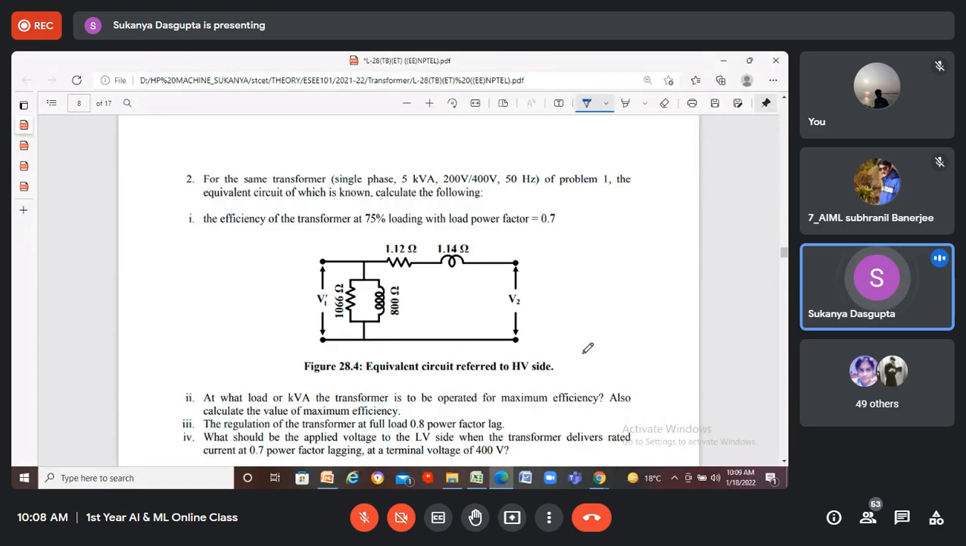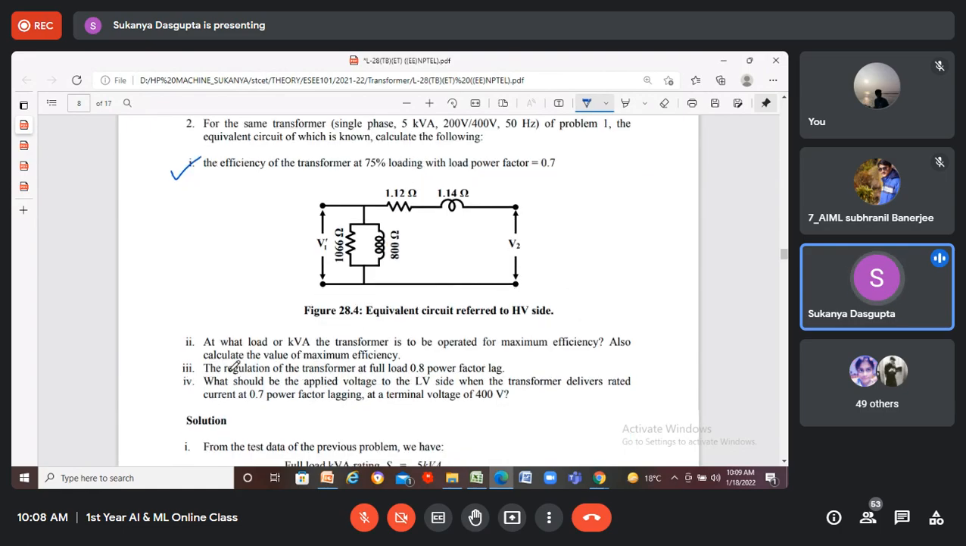Next, coming to the second problem. Consider a single phase 5 kilovolt ampere, 200 by 400 volt, 50 hertz transformer. The equivalent circuit is shown here. Calculate, number one, the efficiency of the transformer at 75% loading with a power factor of 0.7. Number two, at what load or kVA the transformer is to be operated for maximum efficiency.